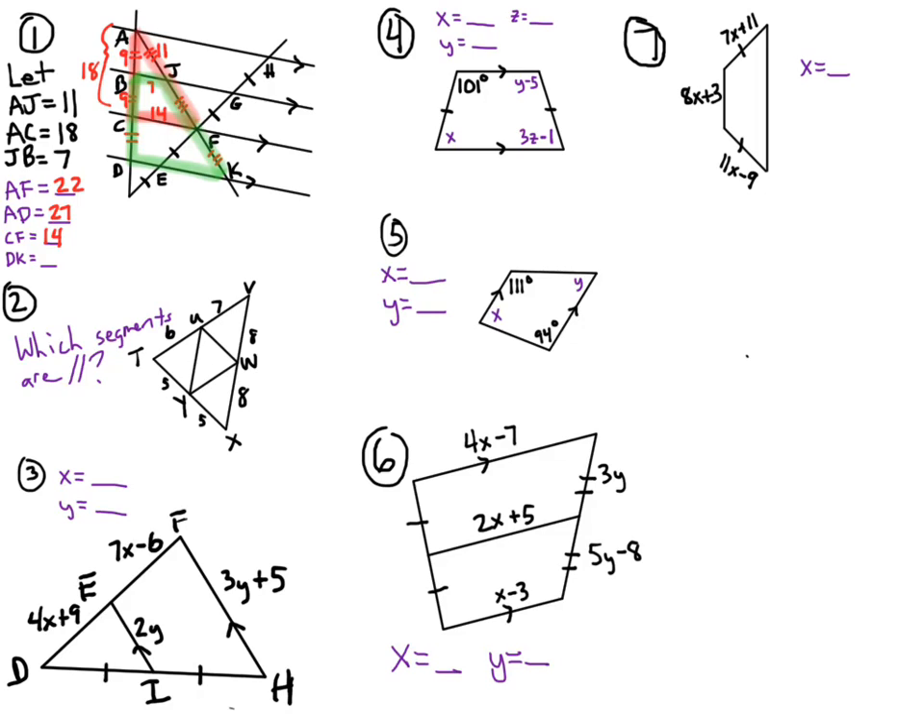Then, to figure out what the length of DK is, now we change our focus here. CF is now the median of this trapezoid. JB is 7. DK, we've got to figure out. So double the median, 2 times 14, equals 7 plus something. 7 plus 21 is the answer.